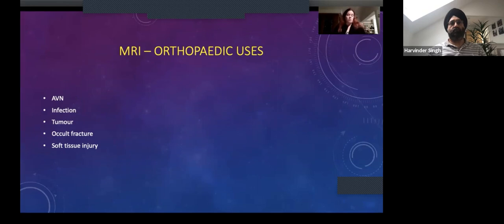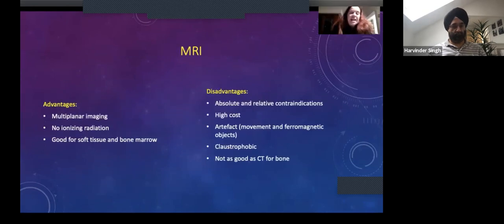MRI is commonly used in orthopedics, and it's often used for AVN, infection, tumours, occult fractures, and soft tissue injuries. It has the advantage of being a multiplanar form of imaging with, again, no ionizing radiation, and it's good for soft tissues and bone marrow.